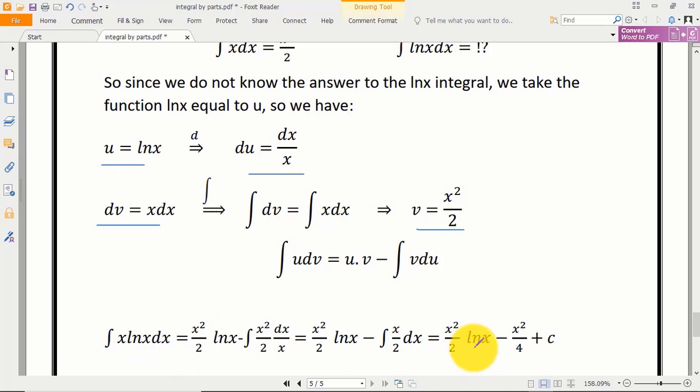To summarize, the integral of x ln x dx would be x squared over 2 times ln x minus x squared over 4 plus c. Remember, the more you practice, the smarter you become.